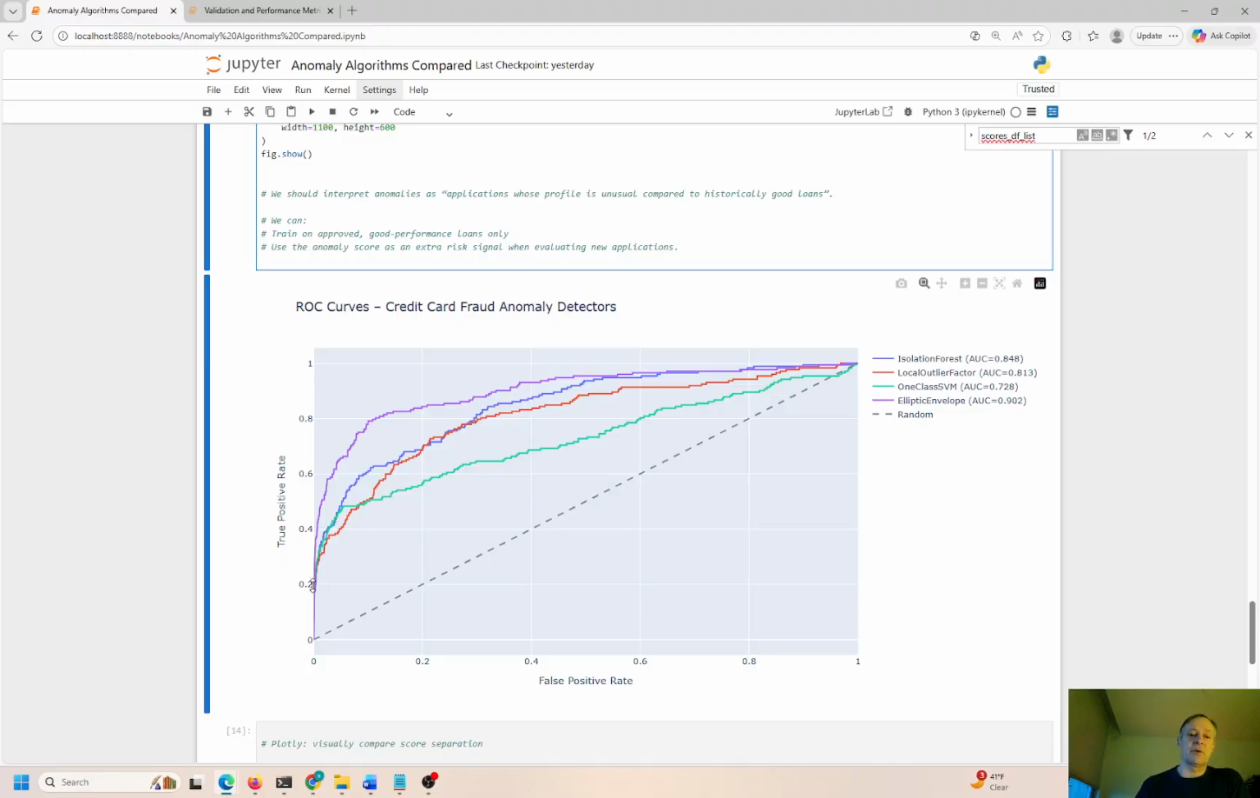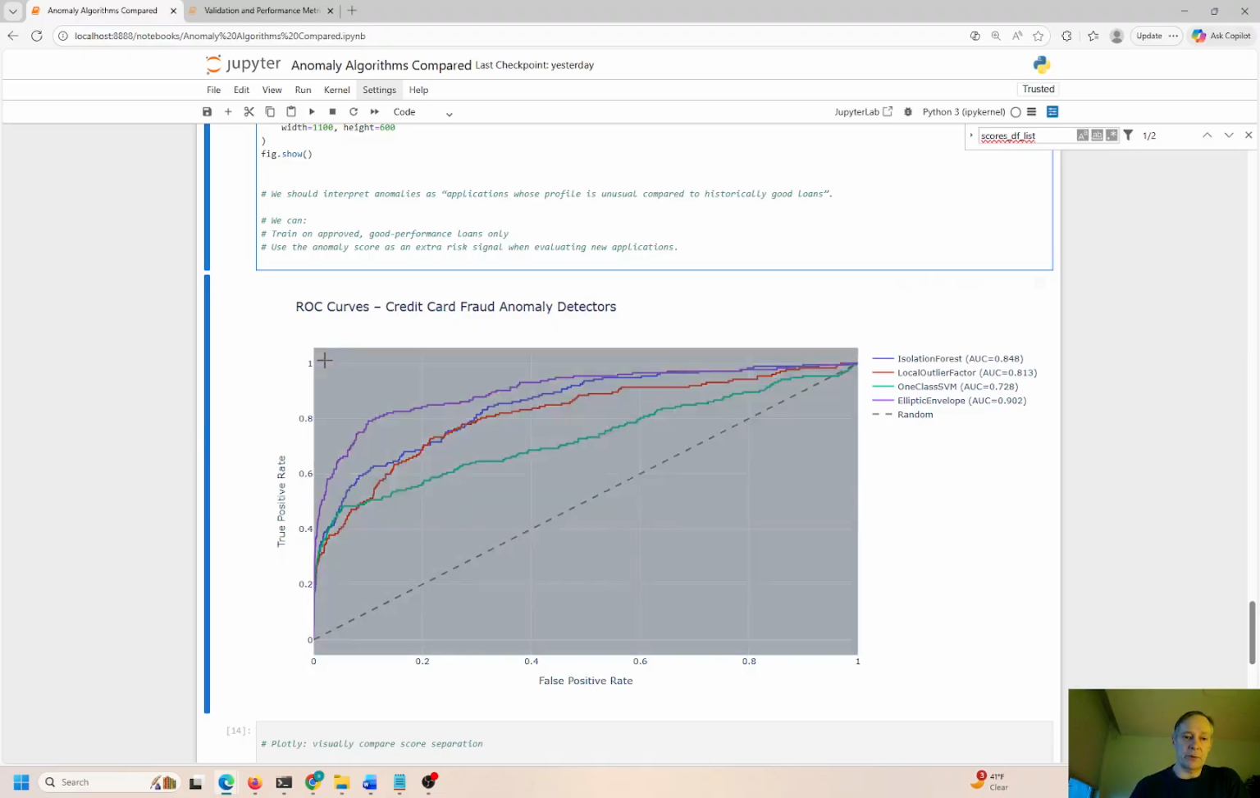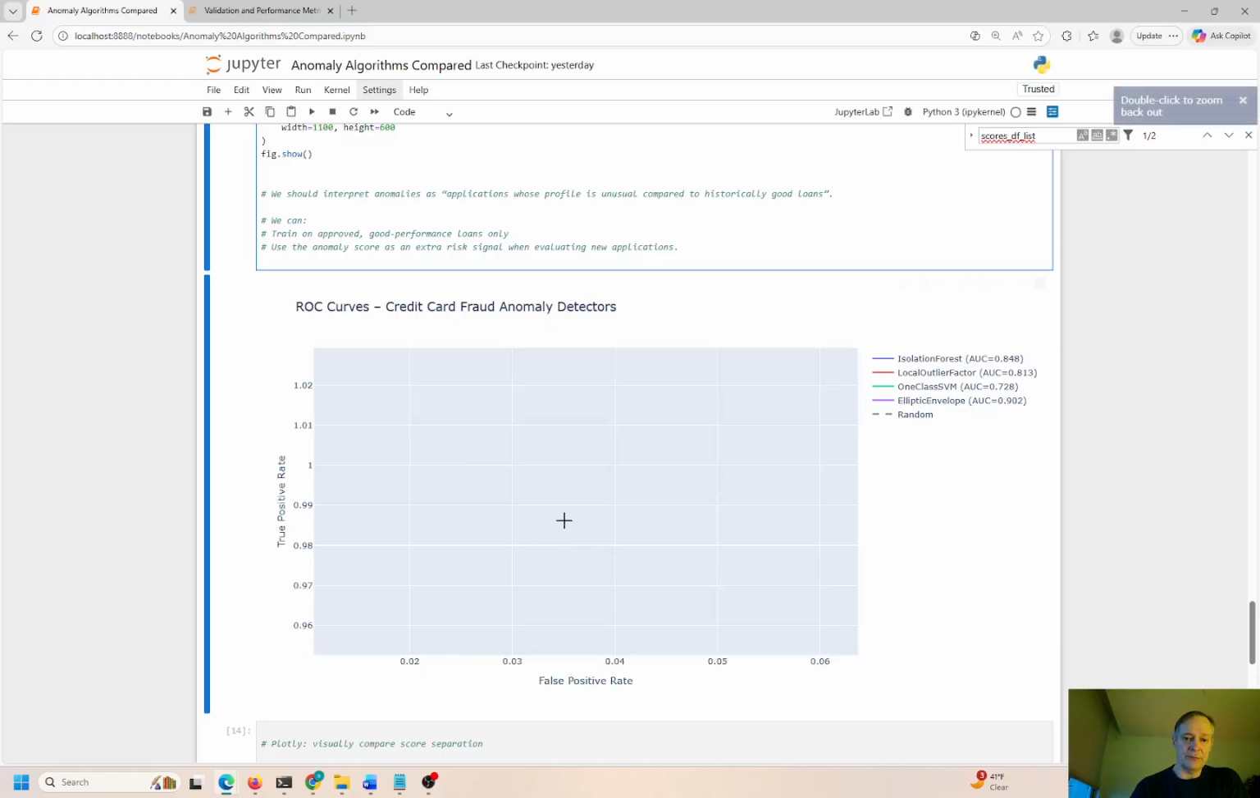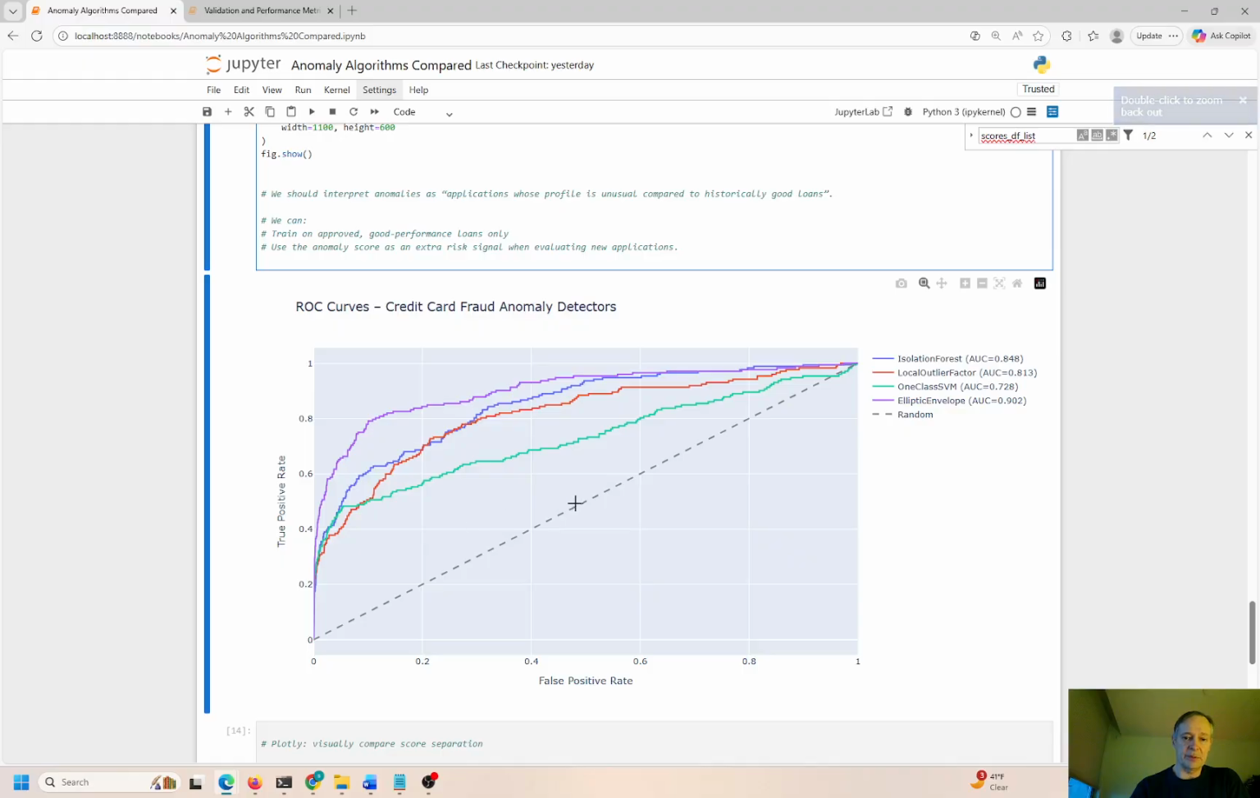We want these graphs to go straight up, and then over to the right as much as possible, as far away from the diagonal line as possible. So the further you are to the northwest quadrant, like right over here, the better off you're going to be. The closer you are to this dotted diagonal line, that is just a random guess, no machine learning whatsoever involved in this, right? So the further you are away from that dotted line, the better off the model is performing.